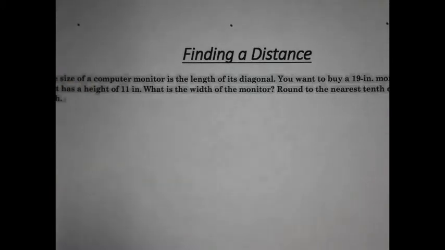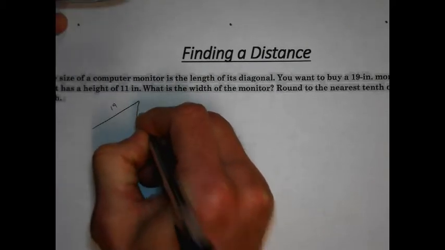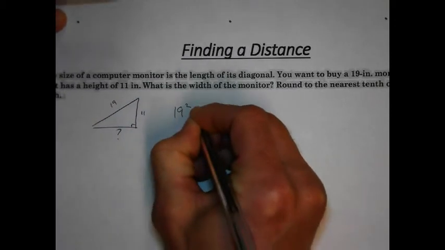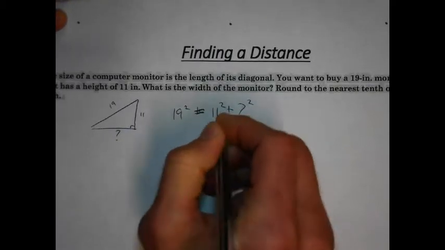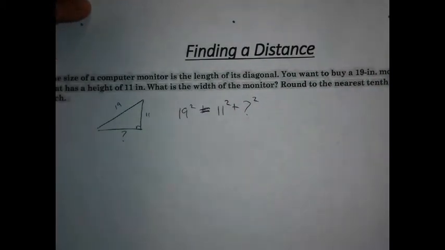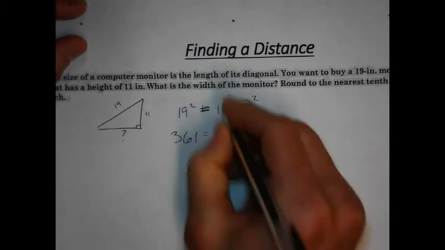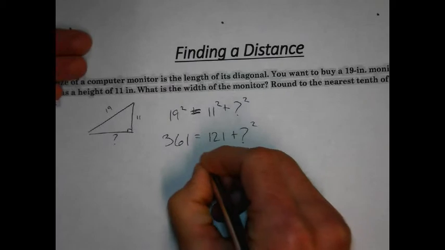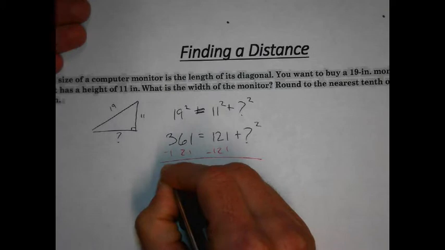So how is this set up? The diagonal is 19 inches. The height is 11. What is the width? So 19 squared would be equal to 11 squared plus question mark squared. What is 19 squared? Some number that's not quite 400. That's 361, and that's equal to 11 squared plus question mark squared. To solve for the question mark, subtract 121 on both sides. And now we have 240, and that's equal to question mark squared.